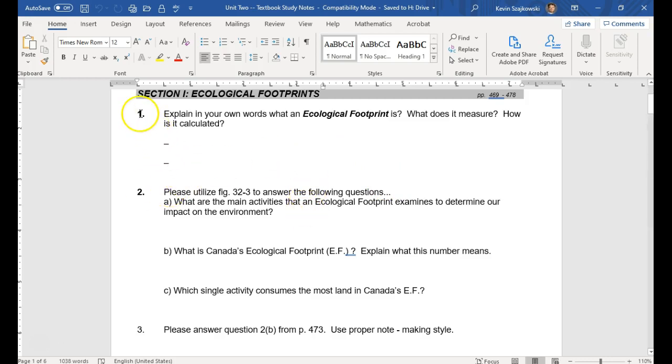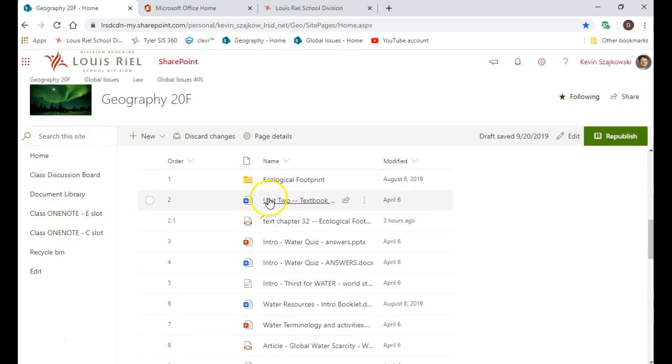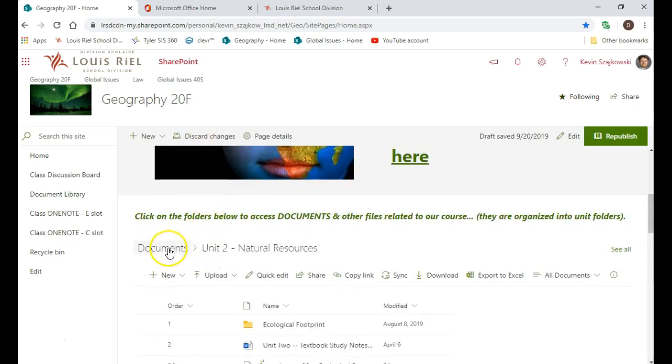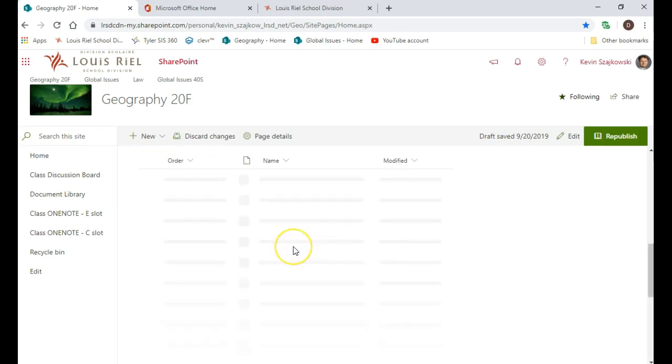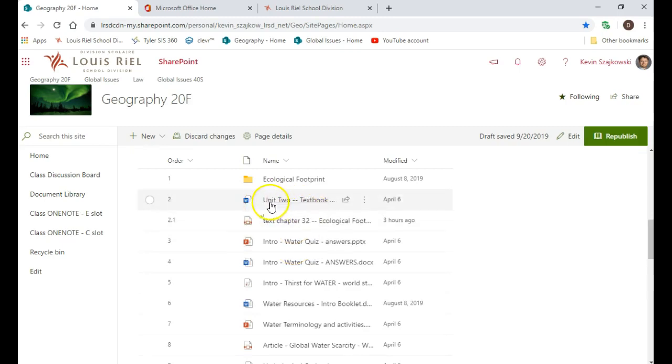So what I hope you'll recognize when you look at the digital version, I think some of you will have picked up a paper copy of this as well before classes ended. But again, for those that didn't, this is right inside when you first click into our Unit 2 Natural Resources from the main documents page, Documents Library. Unit 2, here it's item number 2, and then item 2.1 I'll talk about in a second.